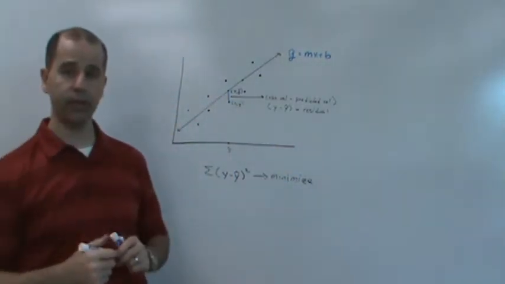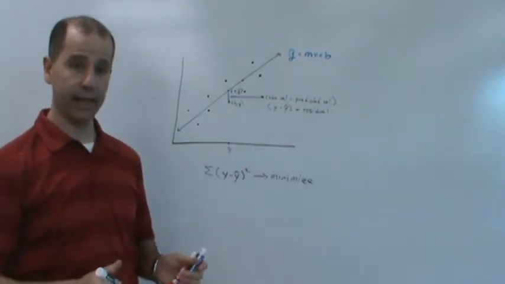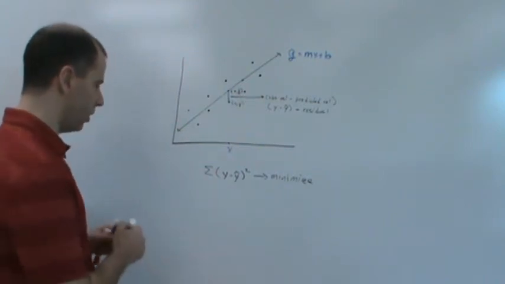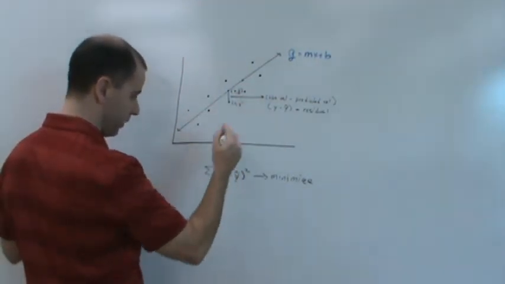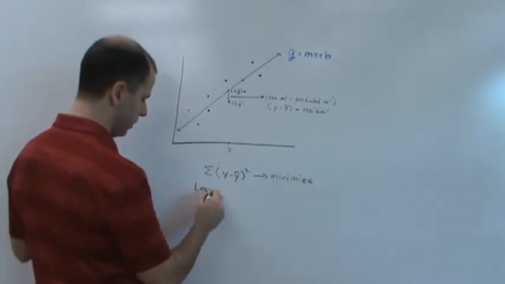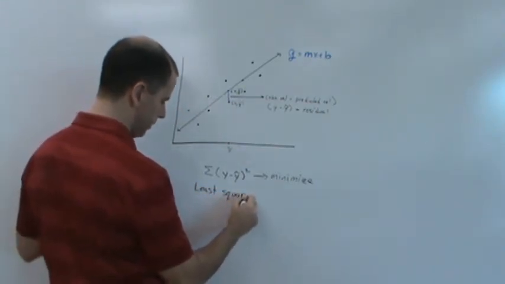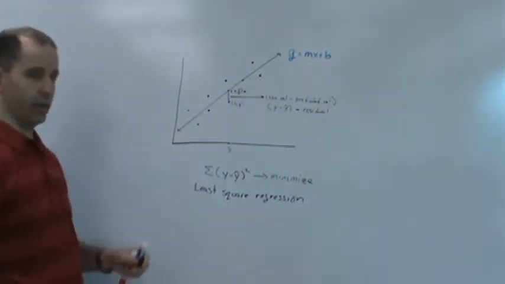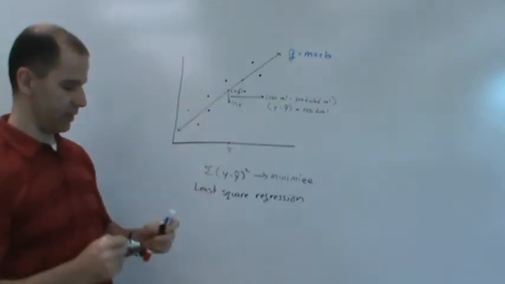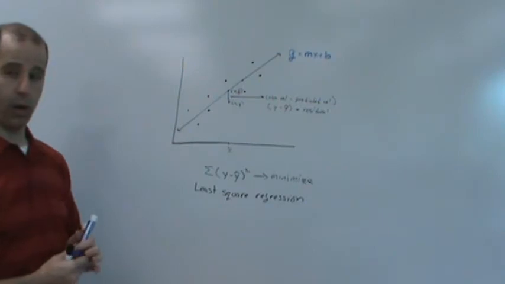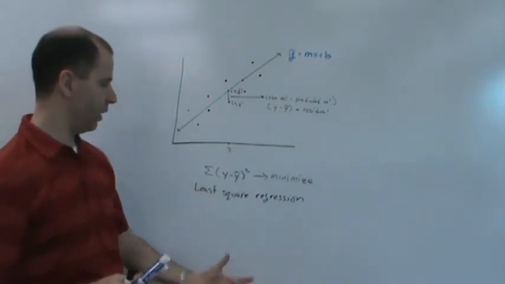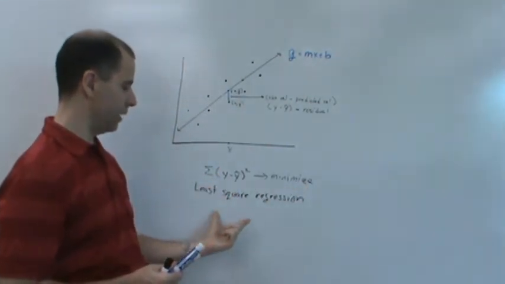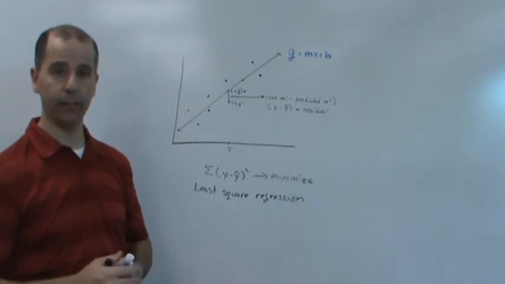So what I'm going to consider the best fit line through the data is the line that makes this the smallest. This method of regression is called least squares regression, and that's why. We take all of these different residuals, square them, sum them up, and whichever line gives us the minimized value of this is the line we want. That's the best fit line.